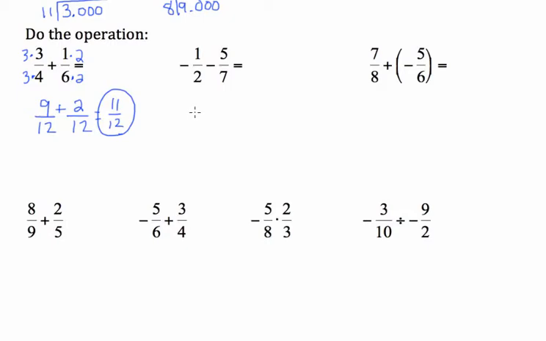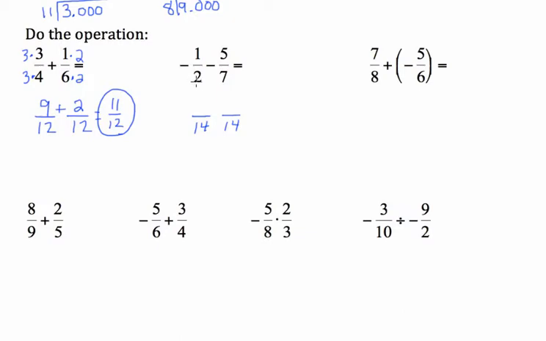-1/2 minus 5/7. Common denominator. One that will always work is 2 times 7, 14. Is there anything smaller that will work? No. How do we turn 1/2 into something 14ths? You might know that it's 7/14. 1/2 is the same as 7/14.